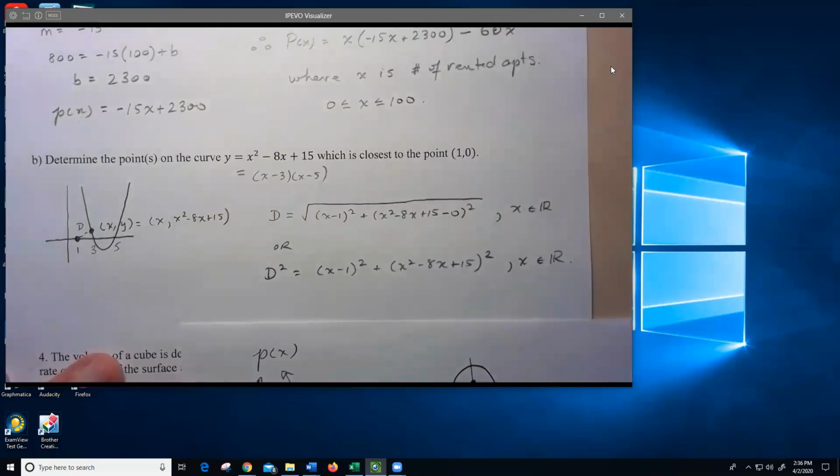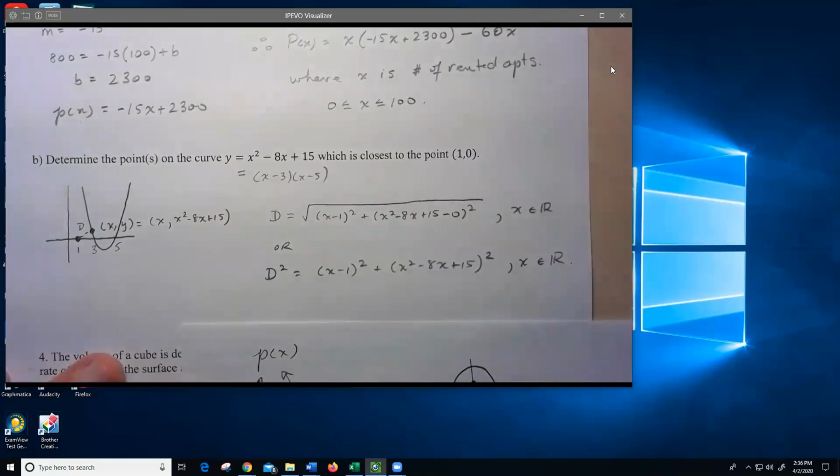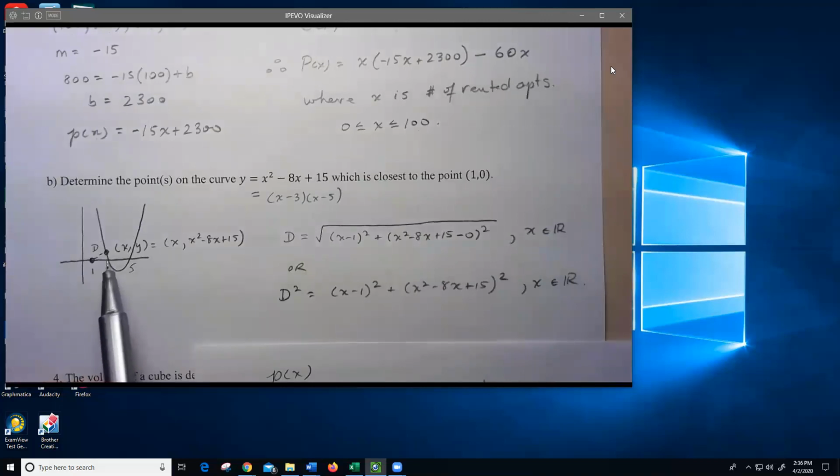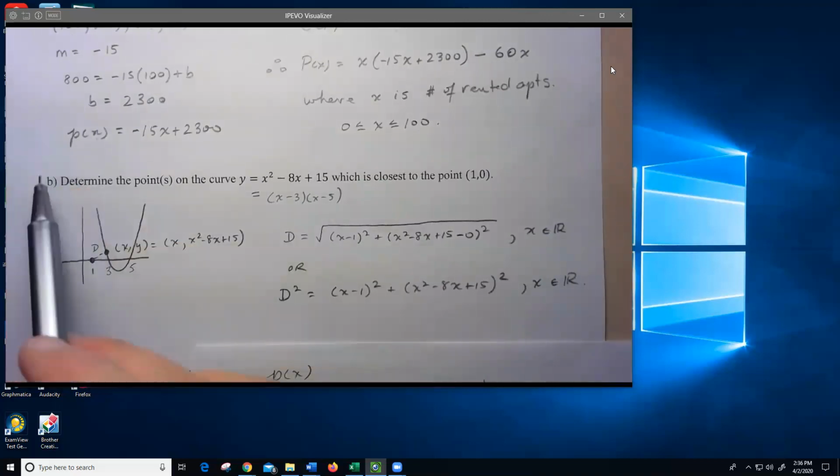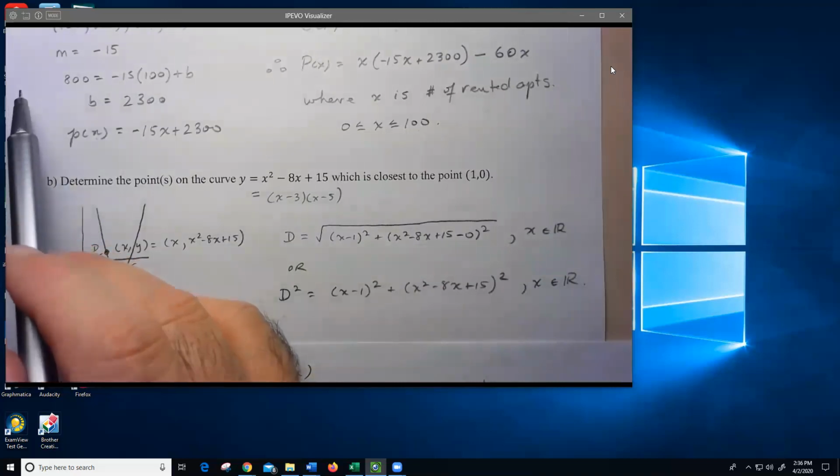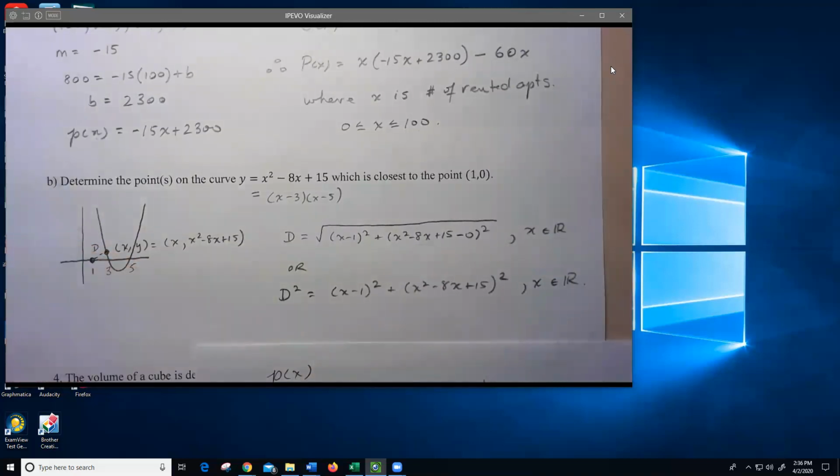Any other questions on this one here? Okay. No, not necessarily, because, I mean, again, it could have been that the point was somewhere over here, in which you'd have a negative x value. Okay, so remember what x represents. It represents the x coordinate of a point on this parabola.